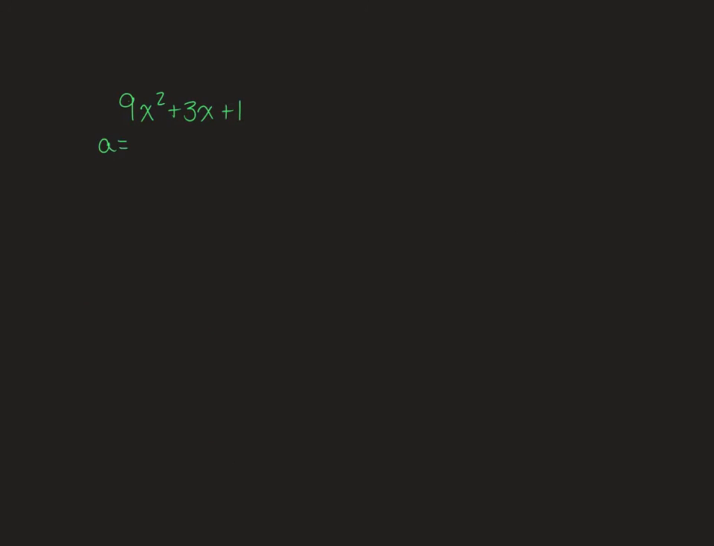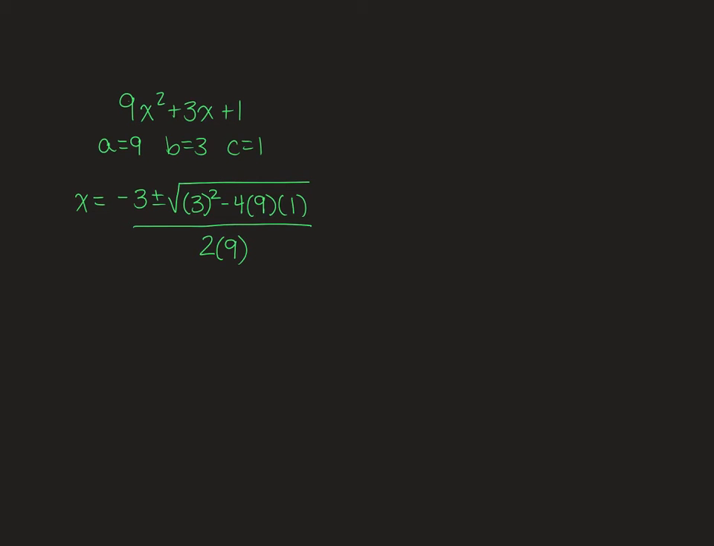Alright, so my A is 9, B is 3, and C is 1. So my quadratic formula is negative b plus or minus the square root of b squared minus 4 times a times c all over 2 times a. And now we're just going to simplify. So negative 3 plus or minus the square root of 3 squared minus 4 times 9 times 1, which will all simplify to negative 27, all over 2 times 9 is 18.